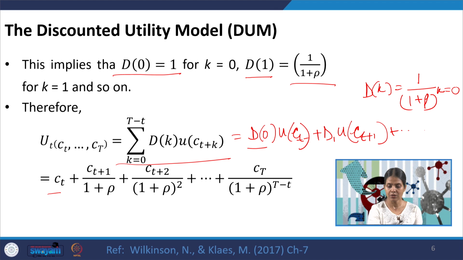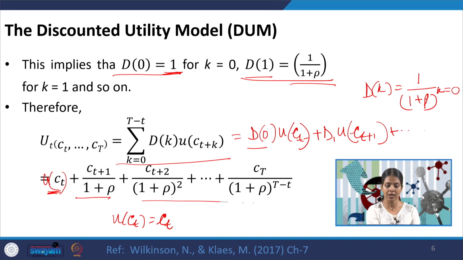So, d naught is 1, that is why we have only Ct, or we can also write it as u Ct. We are assuming here that utility is a linear function of consumption. So, u Ct equals Ct. In a similar fashion we have d 1 equals 1 upon 1 plus rho. So, Ct plus 1 upon 1 plus rho and so on.